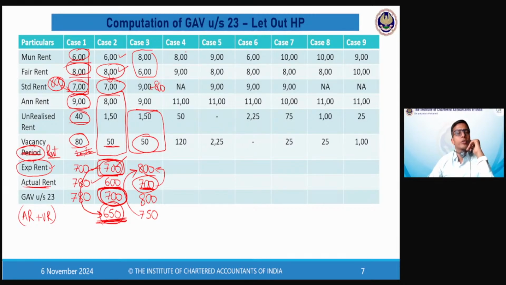I hope you all have understood this. Yes. Now see. Higher of these two is 900. Now in this case, the Rent Control Act is not applicable. So my ER is 900 because I have no standard rent to compare with.